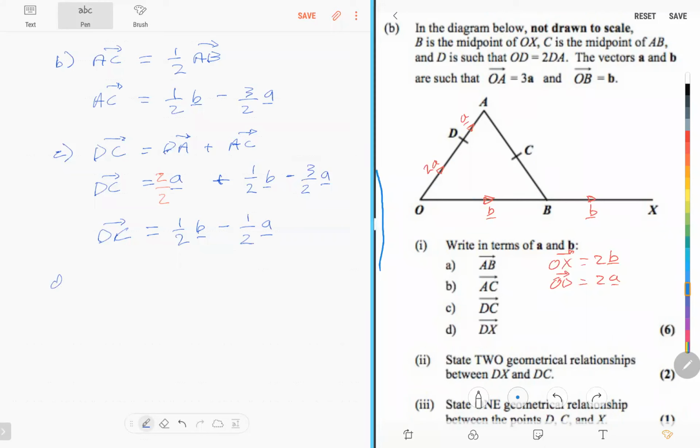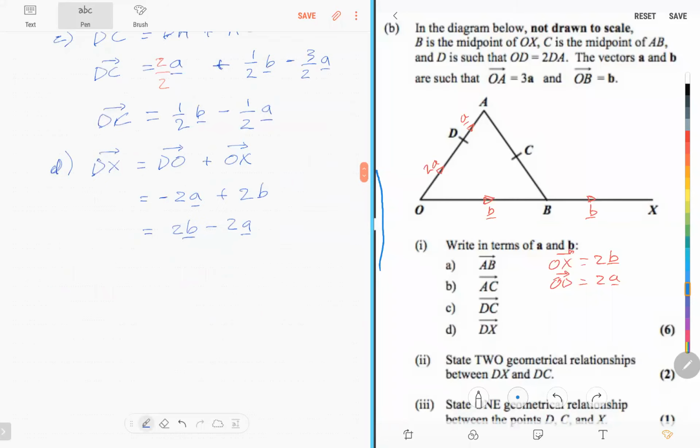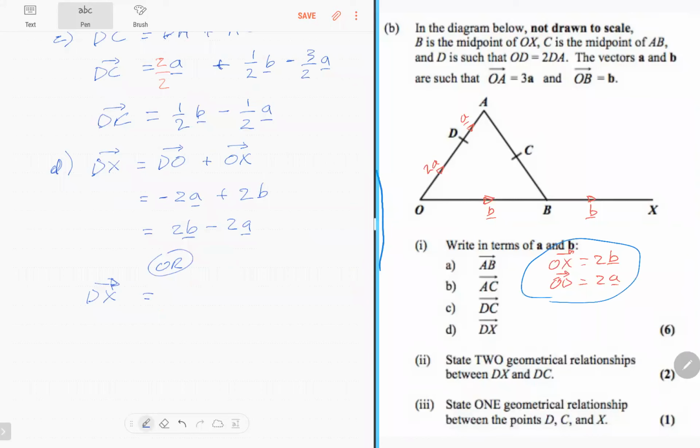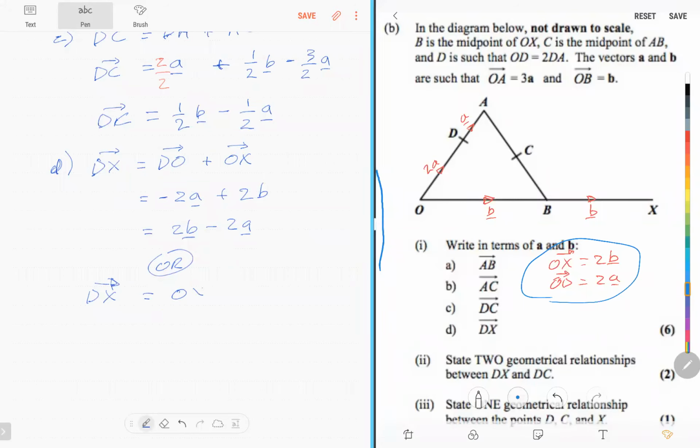So part D, you can do it two ways. We're trying to find DX. Using the diagram, it is DO and then O to X. The DO is minus 2A and the OX is 2B, which basically becomes 2B minus 2A. Or, because we know the two position vectors, we can say DX equals OX, the last, minus OD, the first. The OX is 2B, minus the OD, which is 2A. So you get the same answer, whichever way you choose to do it. That is DX.